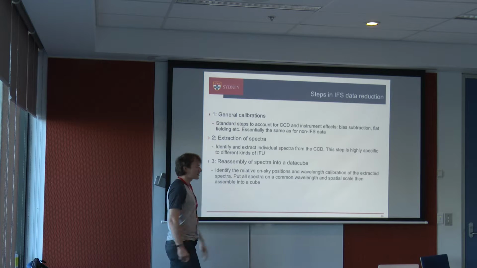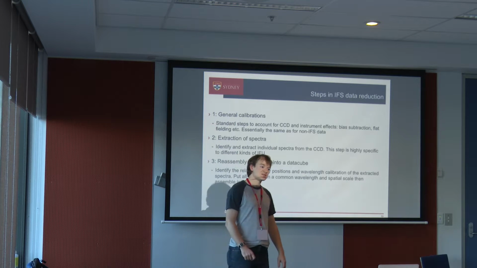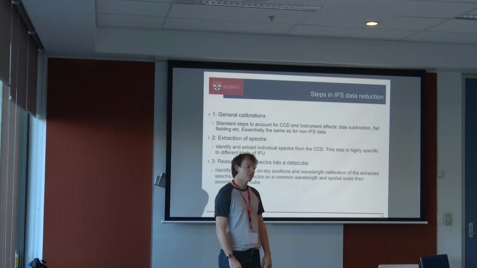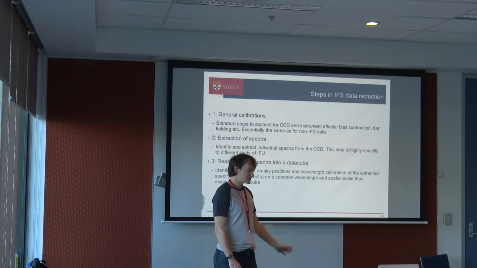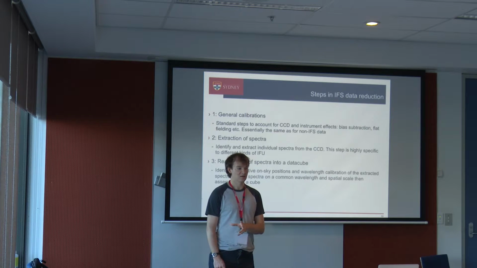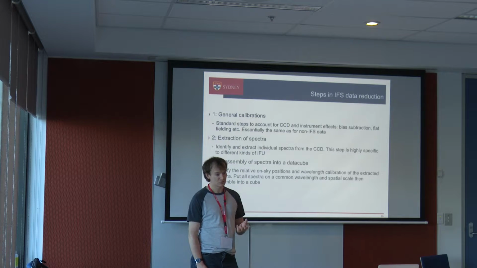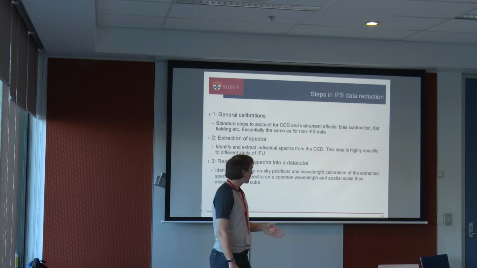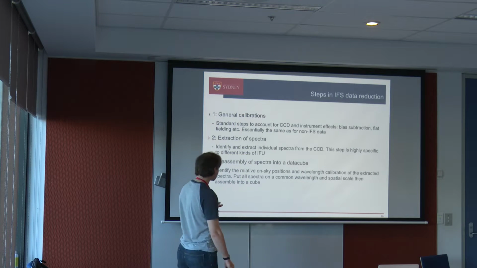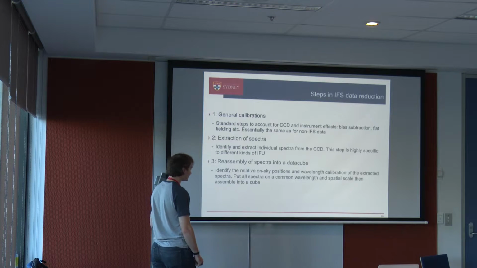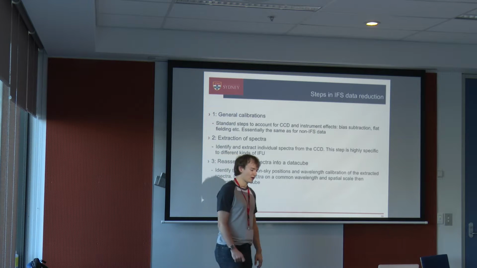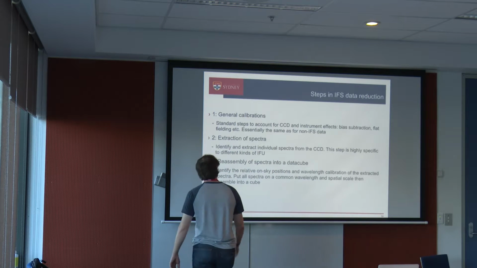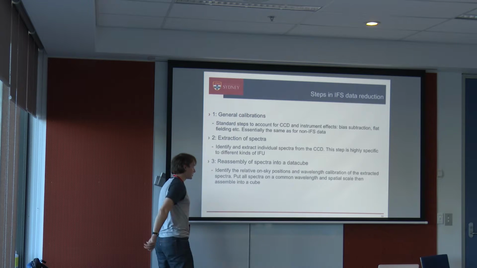Second step is the extraction of spectra. So you spend all this time carefully arranging your spectra onto your CCD, now you need to get them back out. This step is very instrument dependent, depending on which technique you've used to build your IFU. The approach you take to extracting your spectra varies strongly. So we're going to focus on an image slicer instrument in the hands-on tutorial, but I will talk a little bit about how that works in different IFUs as well. And finally, once you've extracted your spectra, you want to assemble them back into a data cube.